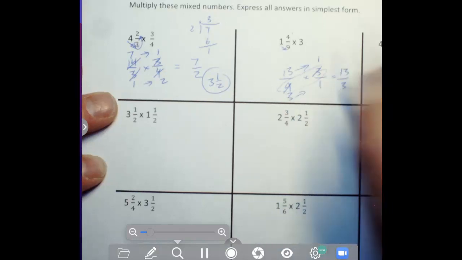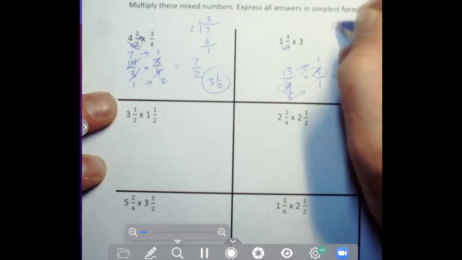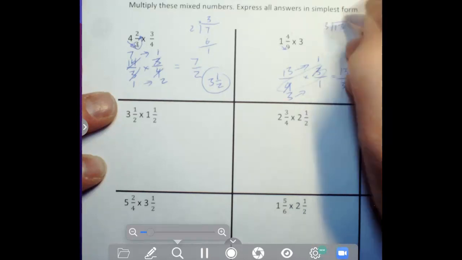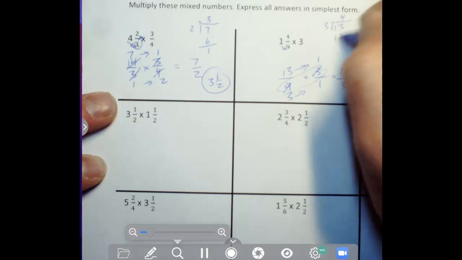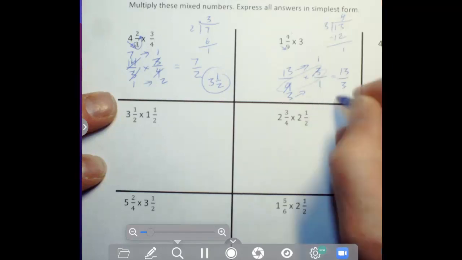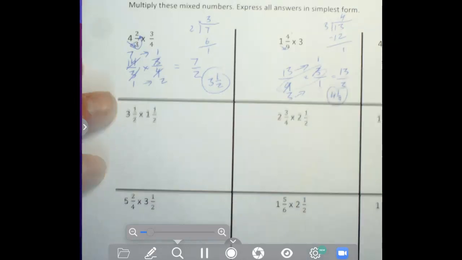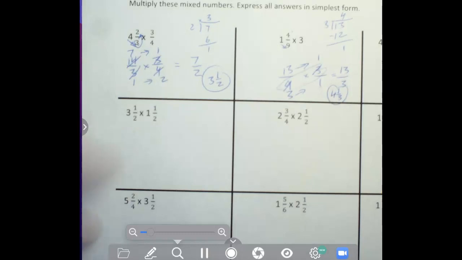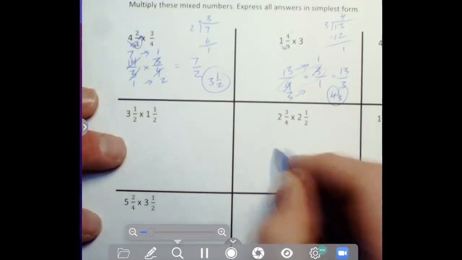Let's do this again. 13 divided by 3. Well, 4 times 3 is 12. So I have 4 1/3. Let's do this one down here. It's a little more complicated.